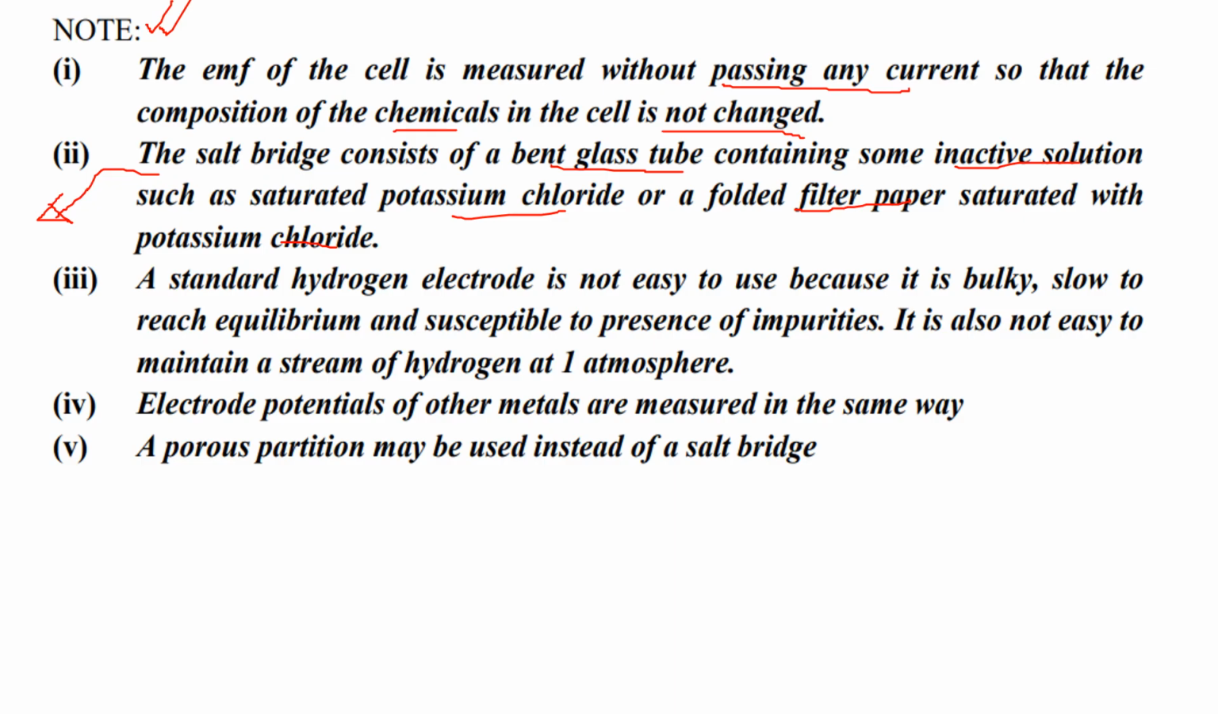So Roman number 3, you're going to say that a standard hydrogen electrode is not easy to use because it is bulky, and also it is slow to reach equilibrium, together with being highly susceptible to the presence of impurities. It is also not easy to maintain a stream of hydrogen at 1 atmosphere. So this is one of the limitations or challenges that you may find doing the experiment.